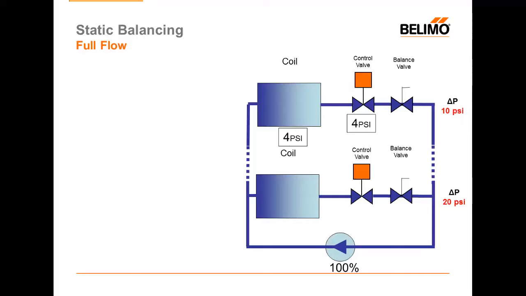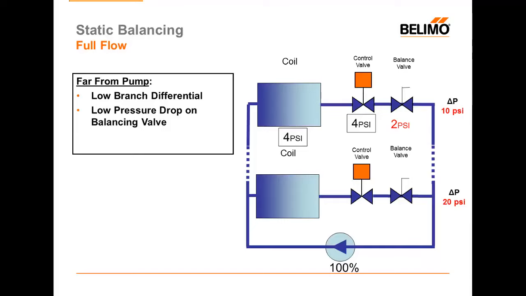At this rate, on the loop far away, the coil is taking a 4-pound pressure drop. The valve was sized for 4 pounds of pressure drop, and we'd like to maintain that, and therefore the balancing valve must be adjusted to accommodate the other 2 psi, so that I have a total of 10 psi across my branch run. So far from the pump, I have a low branch differential and a low pressure drop on my balancing valve. As I get closer to where I pump, I have a larger branch differential.